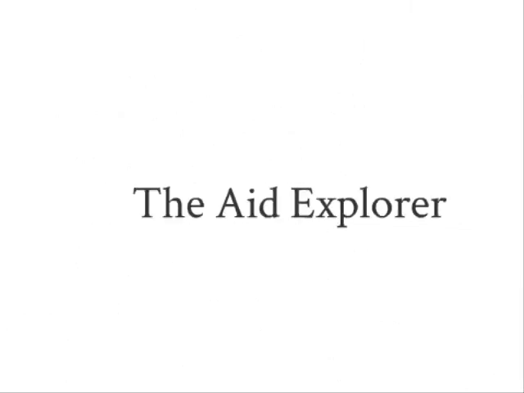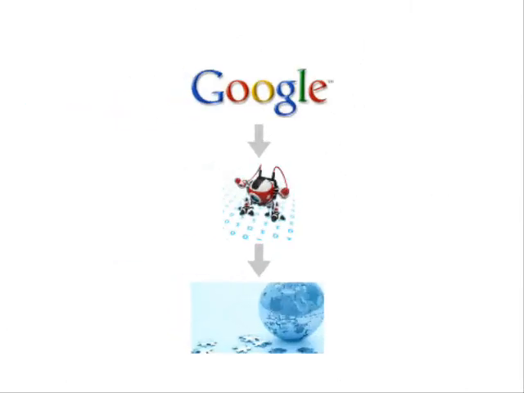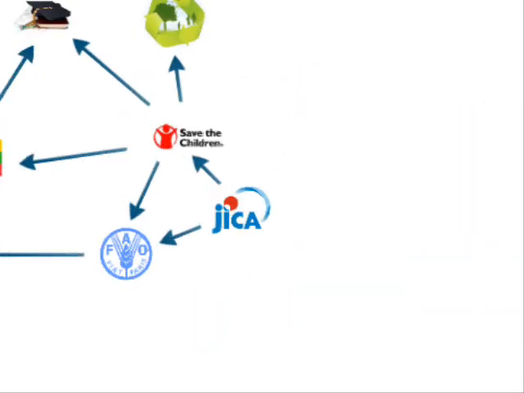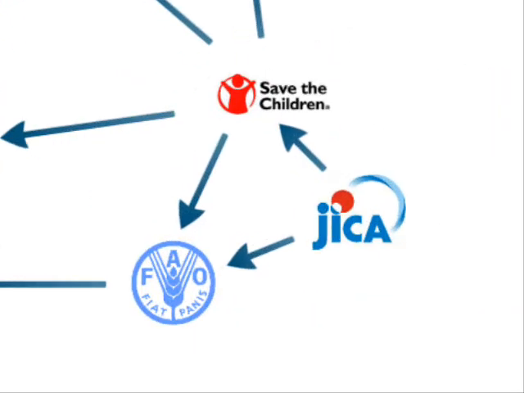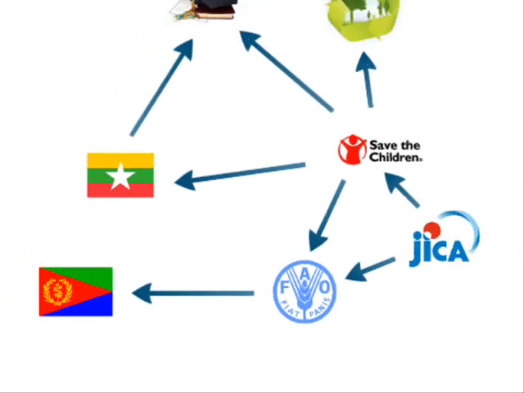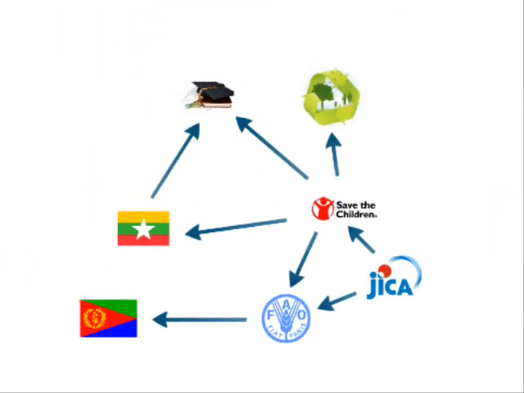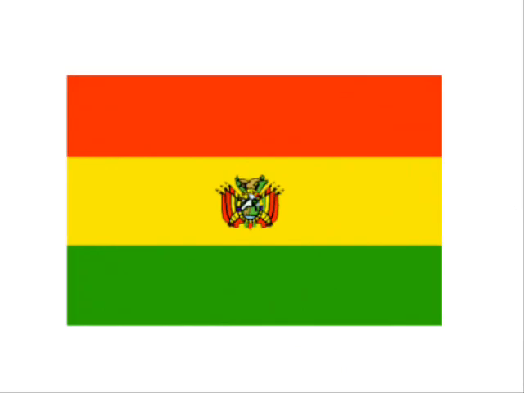We built a system that transforms speech on the web into information that can facilitate matching countries with aid agencies that share their interests. We look at how frequently aid agencies talk about each other, about each country, and about each issue. We also look at how frequently countries talk about the different issues. So what can you do with the Aid Explorer?